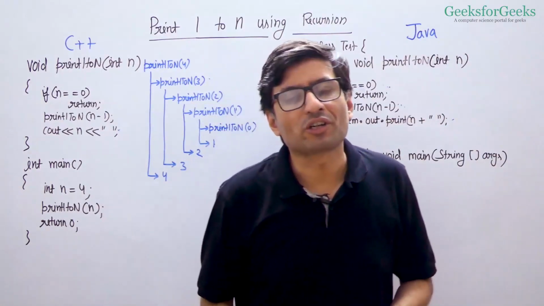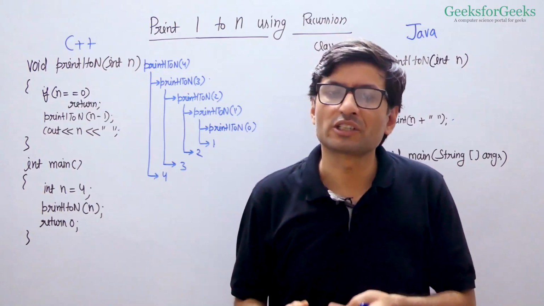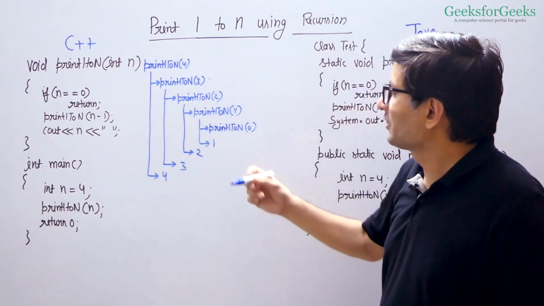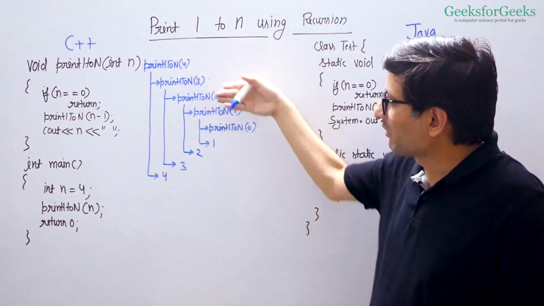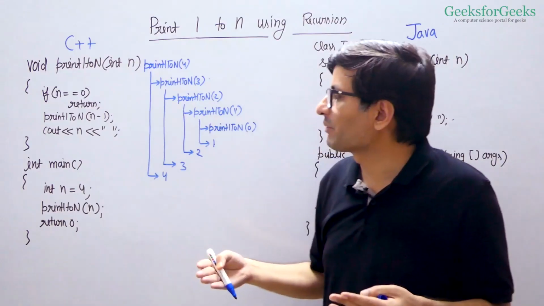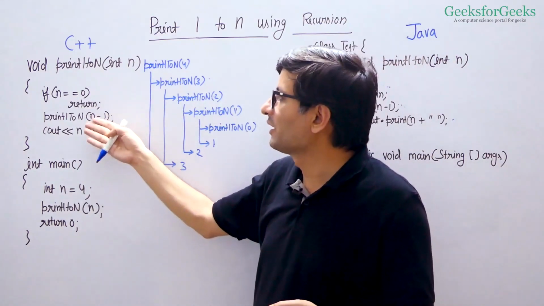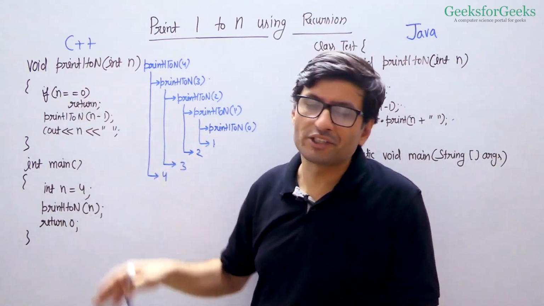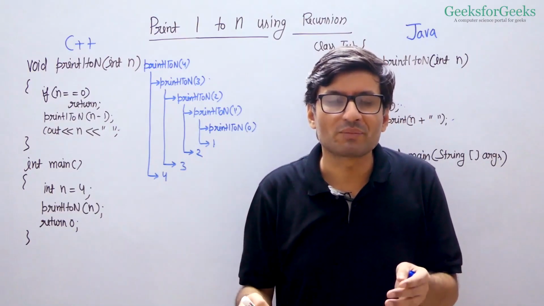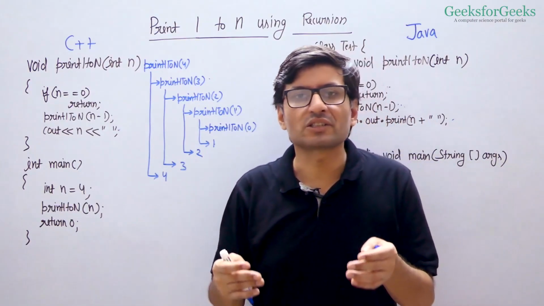Let us now quickly talk about time complexity and auxiliary space for the solution. If you take a closer look at this, there are going to be n plus 1 function calls at most, right? And every function call does some constant amount of work. It does some printing, some n minus 1 calls, some condition check. So it's a constant amount of work. So overall work done by this recursive function is theta n.